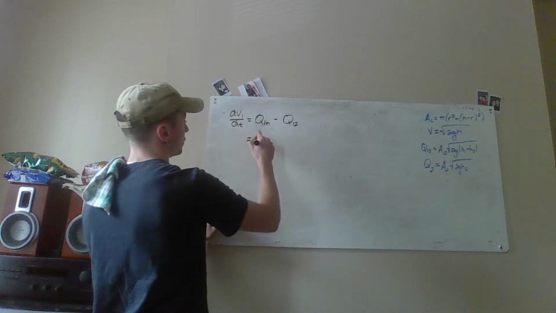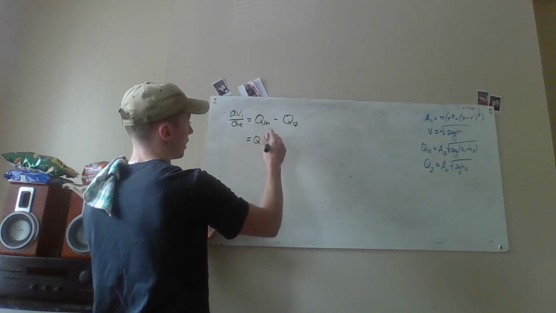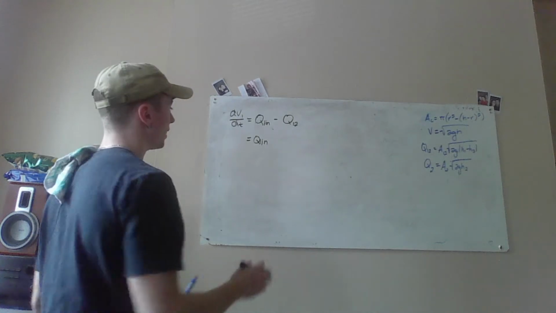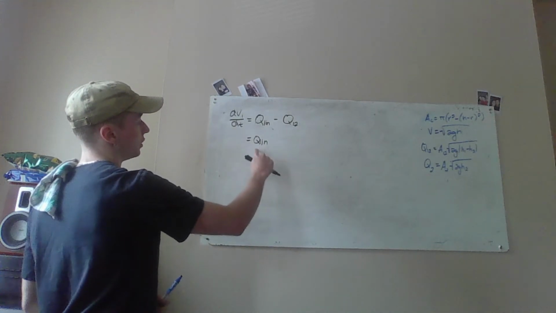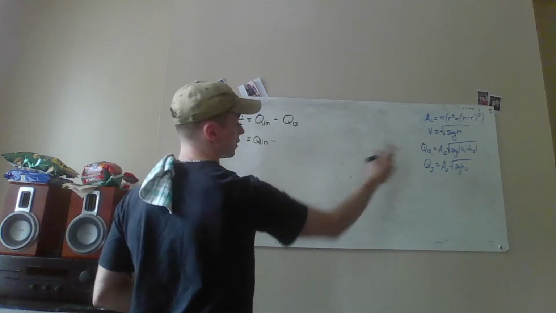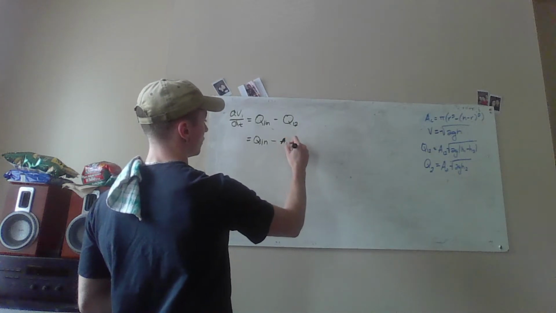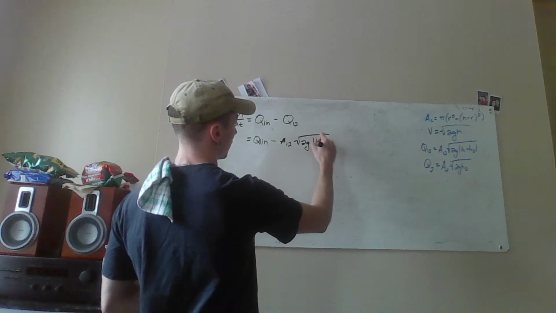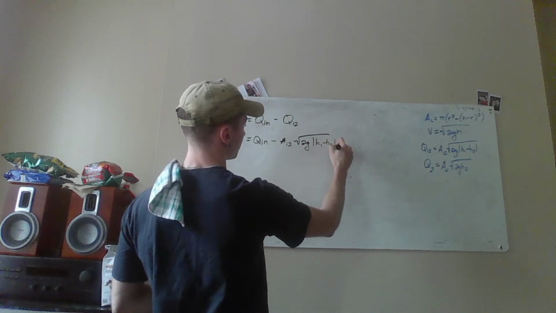Q1 in, the flow of fluid into tank 1, minus area 1,2 times the square root of 2 times acceleration due to gravity, absolute value of height 1 minus height 2.